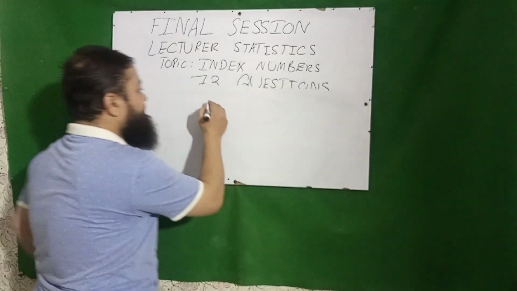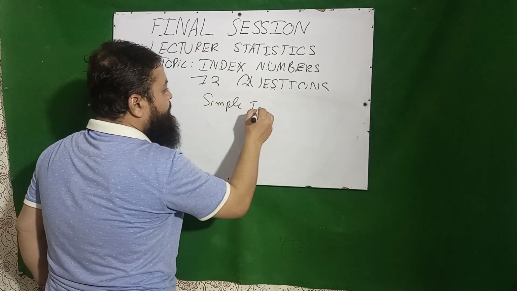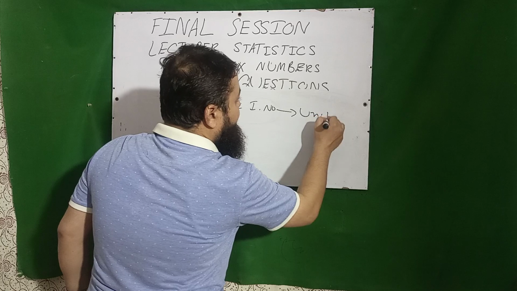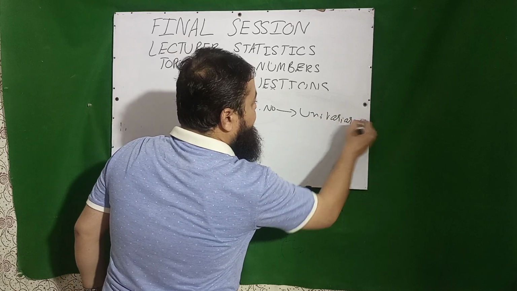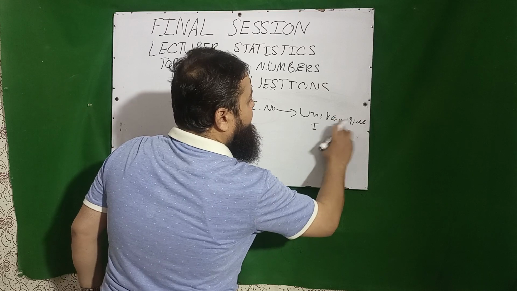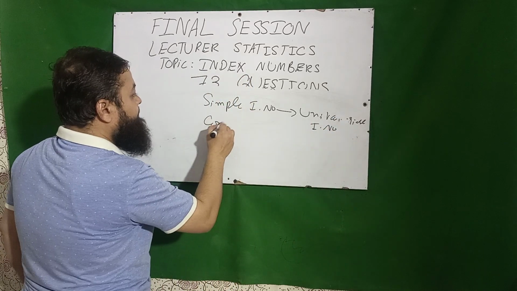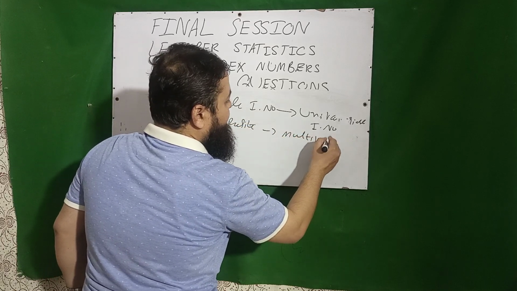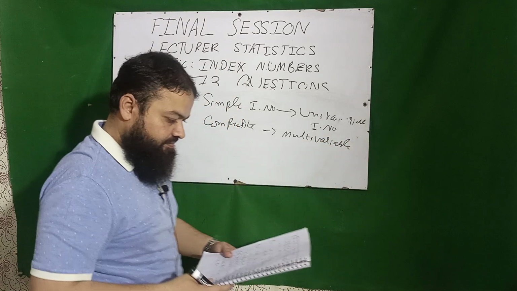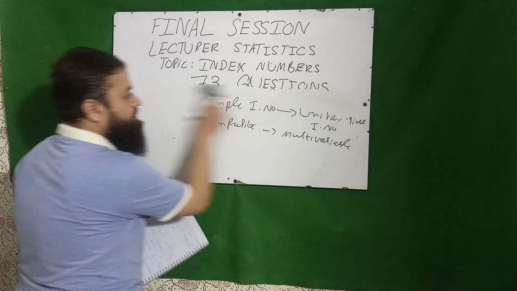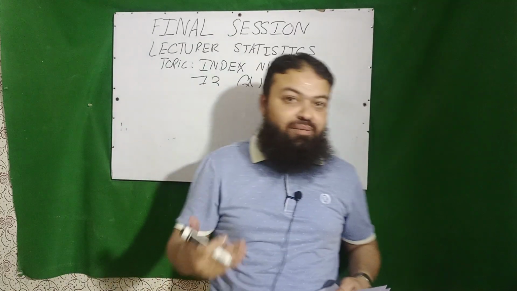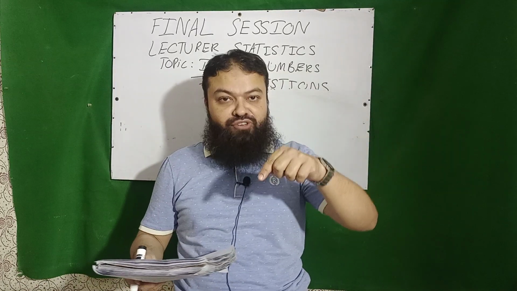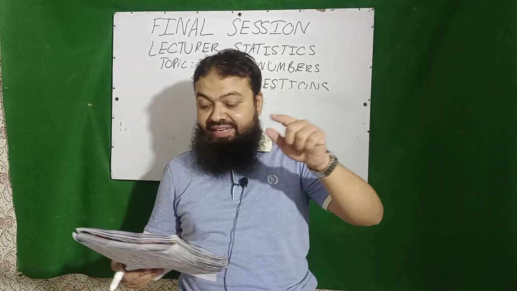Next is simple index number. As I told you in the beginning of the lecture, it is calculated for one variable. It is also called univariable index numbers, and composite index numbers can also be multivariable index numbers, two or more variables. As I told you, there was an important question. Most commonly used index number is price index numbers. Now the question is most frequently used index number formula, that is weighted formula.